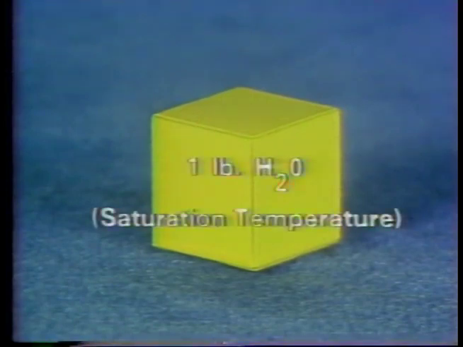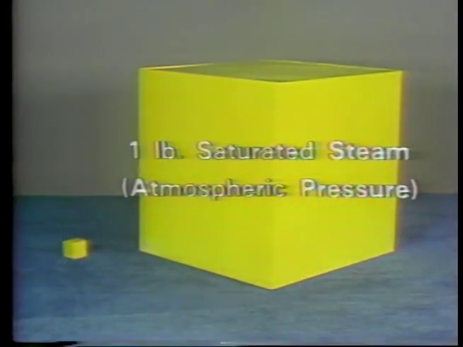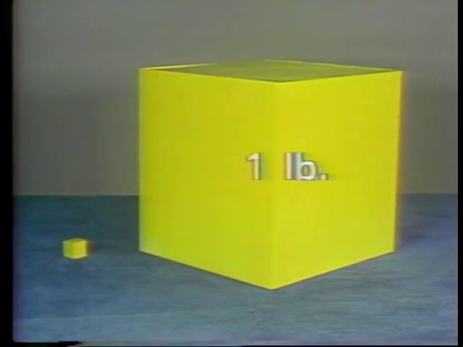To put this change into perspective, let's take a look at this cube that measures 3 inches on a side. As you know, this cube represents the approximate volume of 1 pound of water at the saturation temperature. Compare it to this cube that is roughly 3 feet on a side. This cube represents the approximate volume of 1 pound of saturated steam at atmospheric pressure. As you can see, the increase in specific volume is quite significant. In fact, 1 pound of saturated steam is about 1,600 times the volume of 1 pound of saturated water.